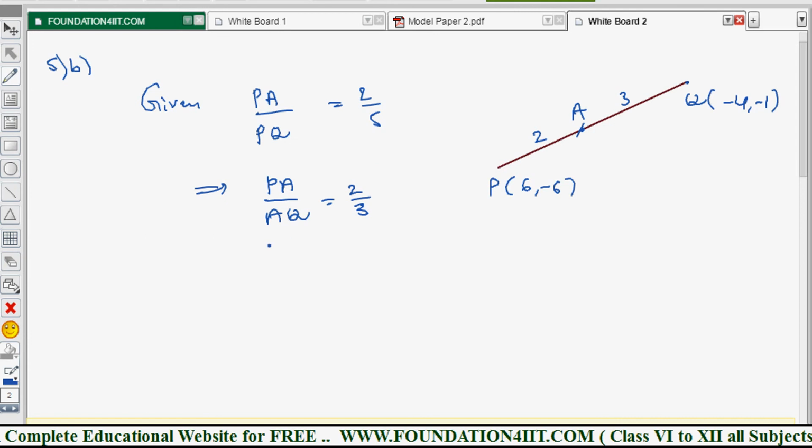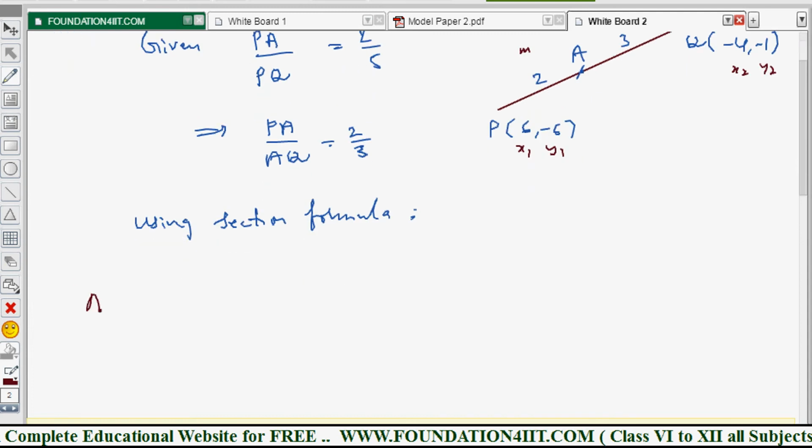Then by using the section formula, you can find the coordinates of point A. Just use the section formula to find A. You take this as x1, y1, the other as x2, y2, and the ratio is m to n. Then point A is x comma y. If you apply the formula, it is (m x2 plus n x1) by (m plus n), and (m y2 plus n y1) by (m plus n).